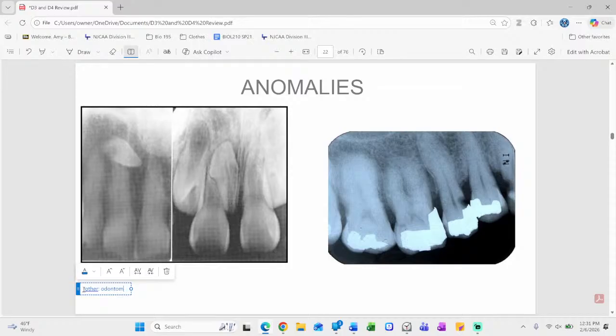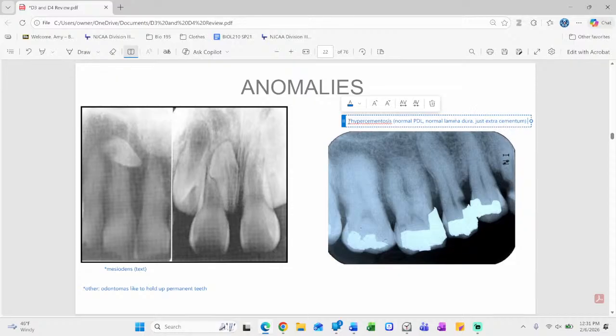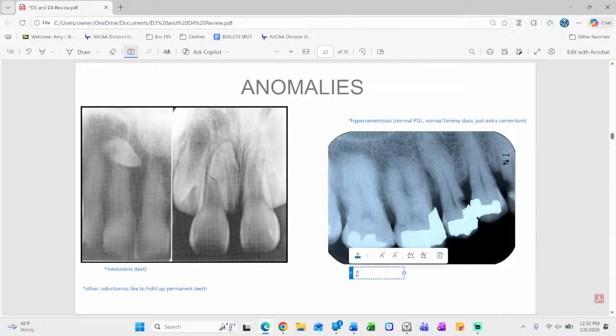On the right side, what anomaly is going on? Hypercementosis. So big bulbous roots here, normal PDL, normal lamina dura. We've just got extra cementum around them. Here seems isolated, number 4, but I think maybe even the molar here might have a little extra cementum on it. Right? Might make extractions a little more difficult. Got to cut it into pieces.